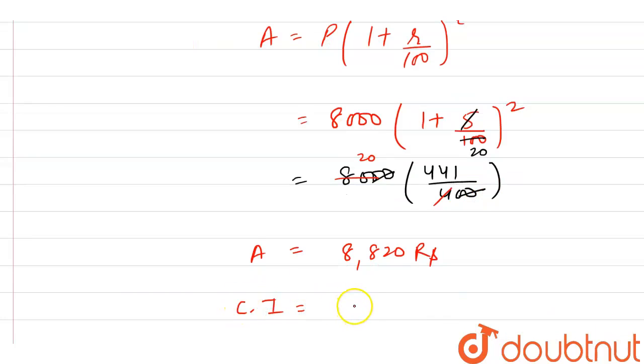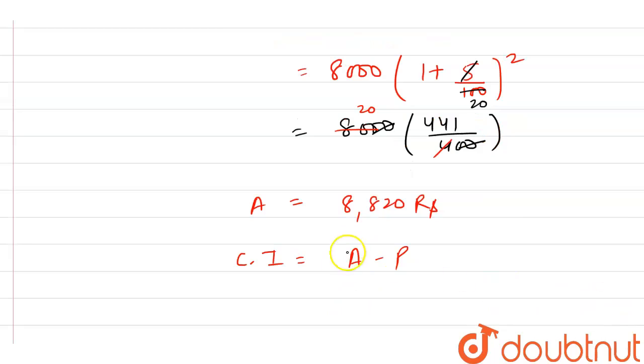Now the question also says to find the compound interest. Now we know that compound interest is equal to amount minus principal value. Here the amount is 8820 minus the principal value that we have, which is 8000. So if we subtract this from this, then we can write our compound interest as 820 rupees.